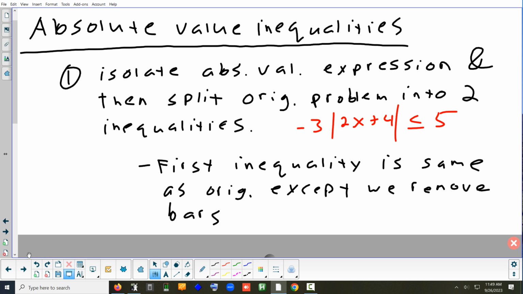The first one, this is exactly what we said yesterday. You basically just take the bars out of the problem and solve that. So if this was your problem, it would be 2x plus 4 is less than or equal to 5. Now, for the second one, what did we do to the number on the other side when we solved it as an equation yesterday to get that second equation?